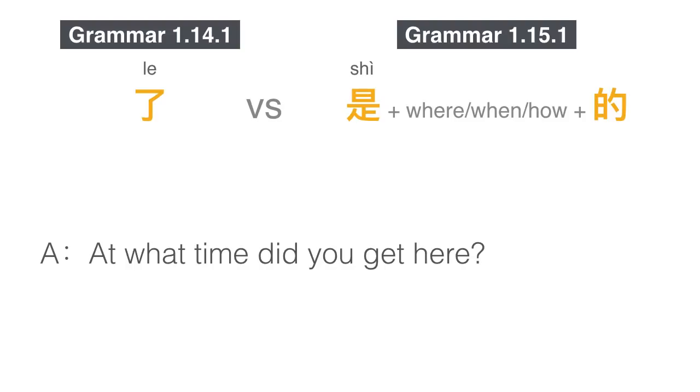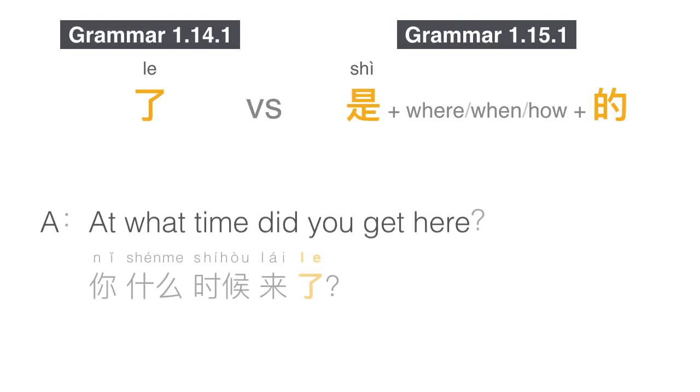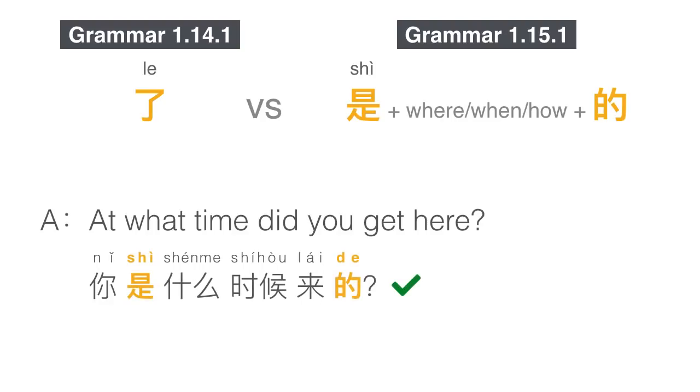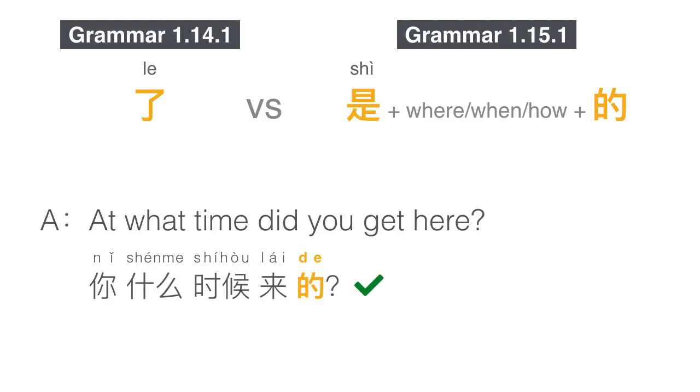Now let's try another question. At what time did you get here? Right, so you're asking exactly at what time you got here. Like, did you get here at 9? No, I didn't get here at 9. Then at what time did you get here? Again, if you say 你什么时候来了? That would be wrong because you're not asking about what he did, but when he did it. So we need to say 你是什么时候来的? And what time did you get here? Again, 是 is optional. So you can say 你什么时候来的?